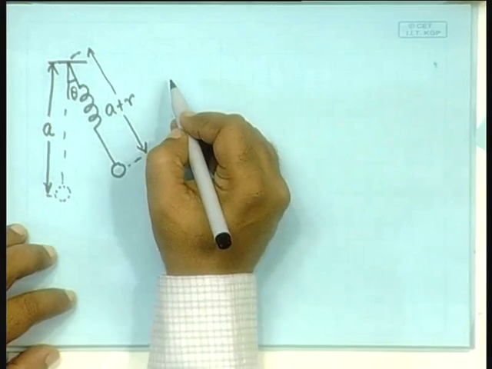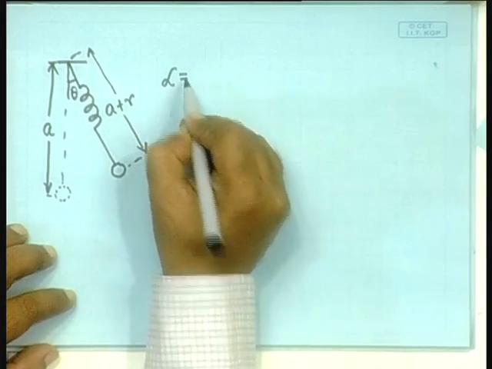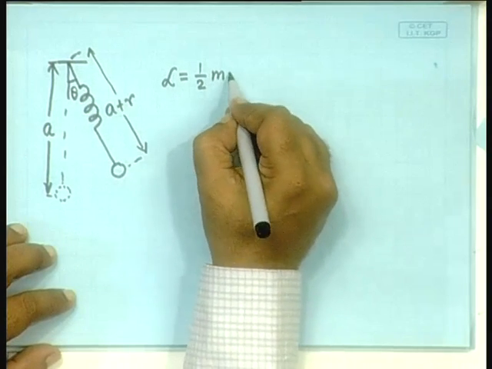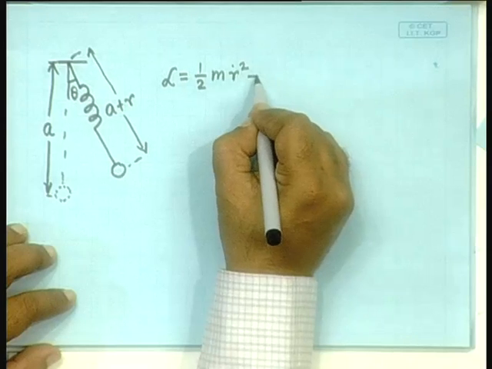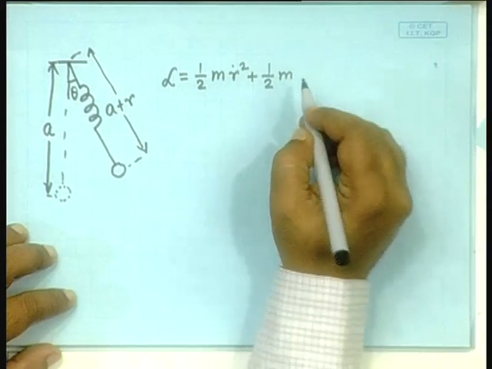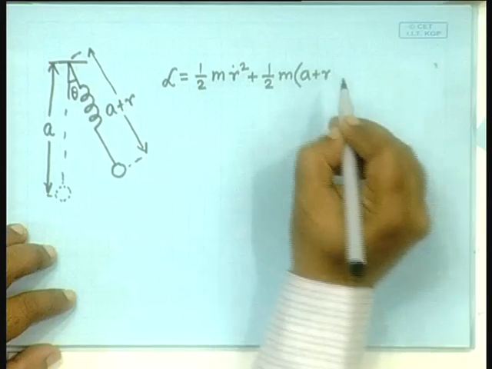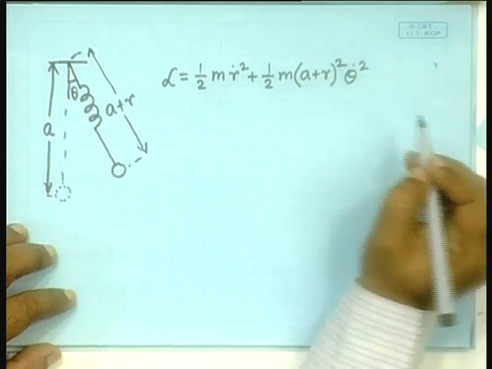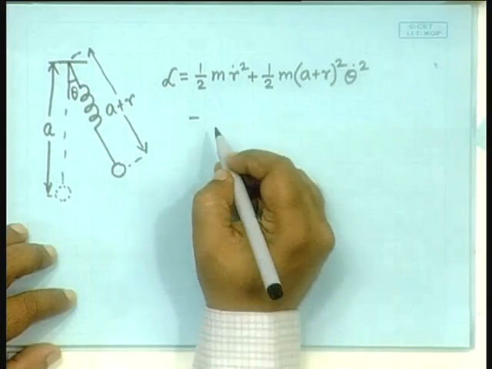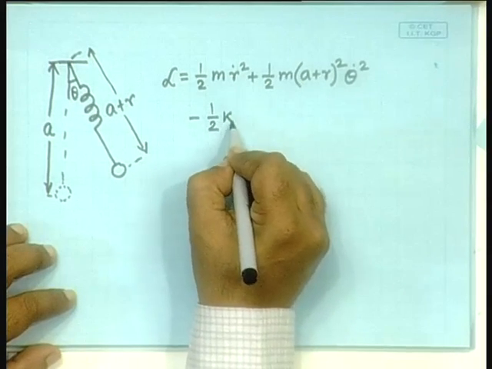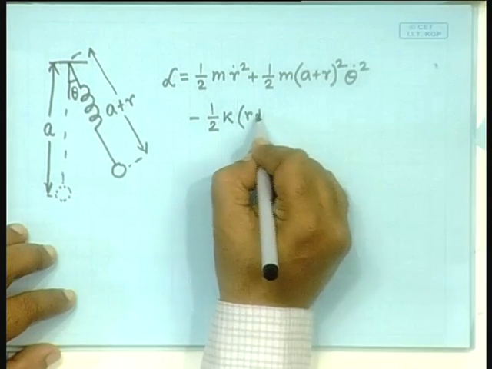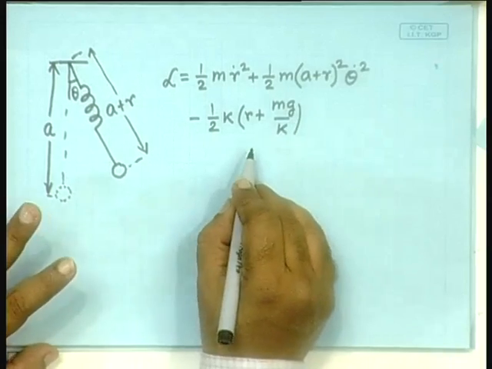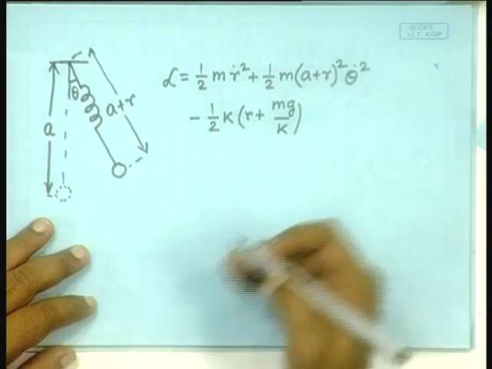Just recall, the Lagrangian function in this case was half m r dot square plus half m a plus r whole square theta dot square minus half k r plus m g by k. We have all done this earlier, so I am not explaining. I am just writing down so that we can start off from there.